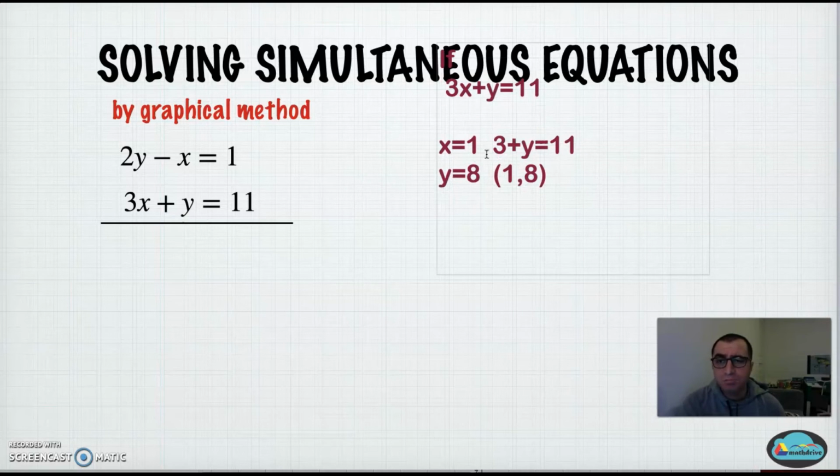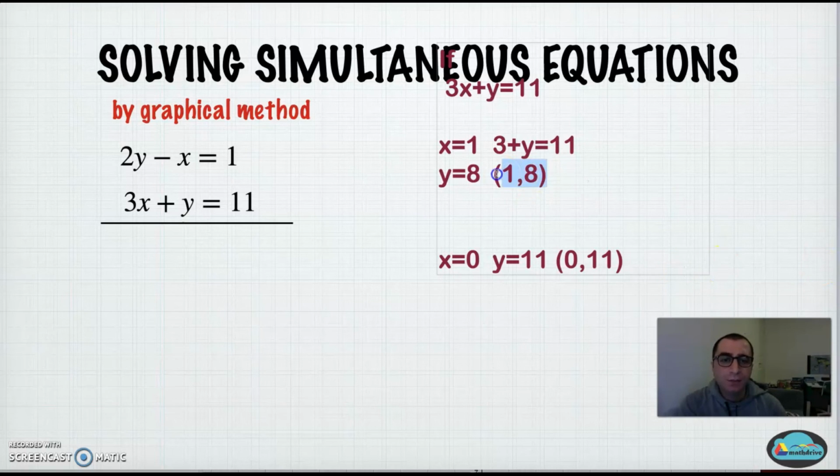And for the other point, you can give any other value. Even if you want, you can give big numbers, but you might end up with negative numbers. You can put x is equal to 0, the simplest number. 3 times 0 is 0, so you get the y value as 11. So x is equal to 0, y is equal to 11 satisfies this equation. Which means this coordinate is (0, 11).